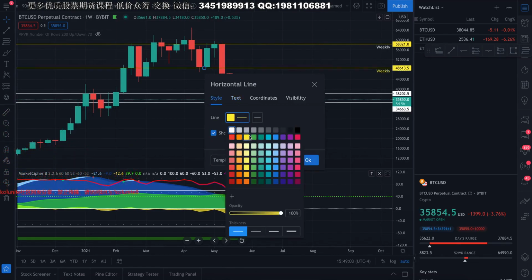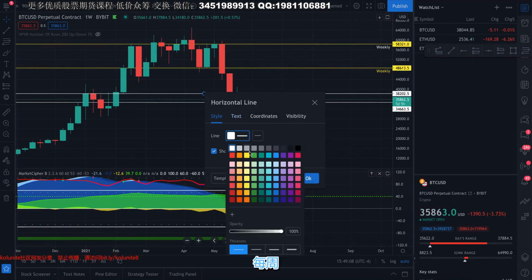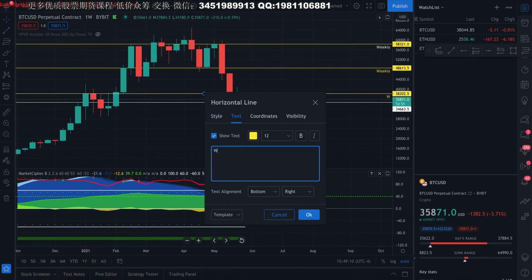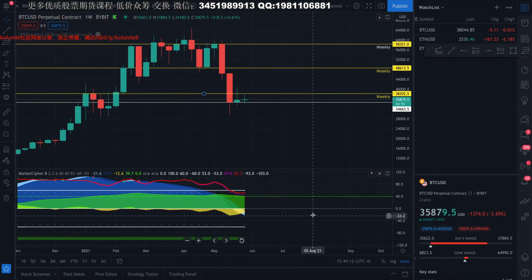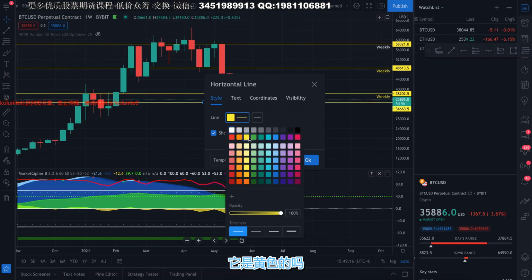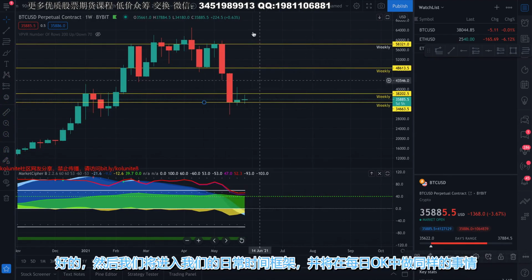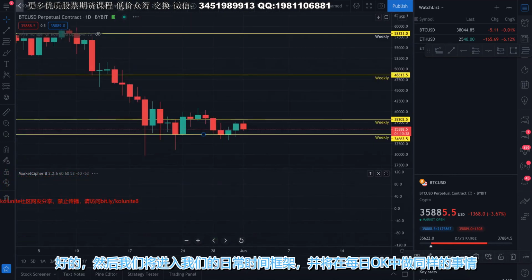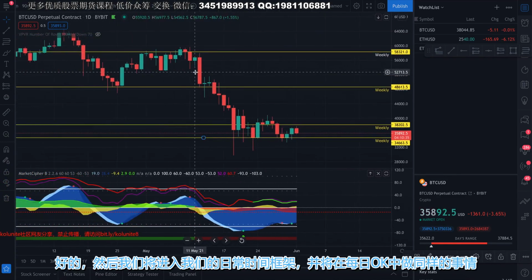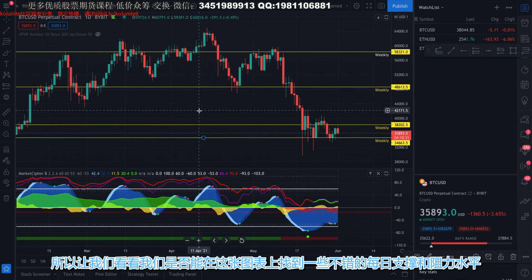Make it yellow. Weekly, yellow, and then weekly with it yellow. Okay, then we'll go down to our daily time frame and we'll do the same thing on the daily. Okay, so let's see if we can find some nice daily levels of support and resistance on this chart here.